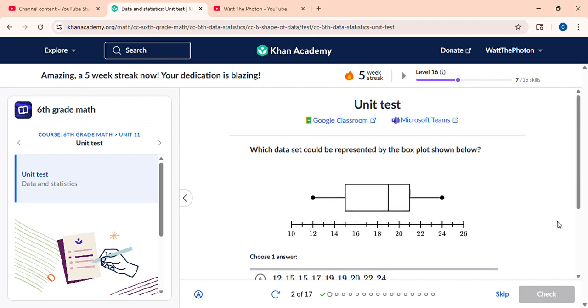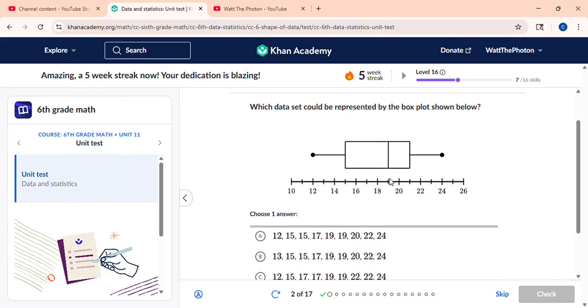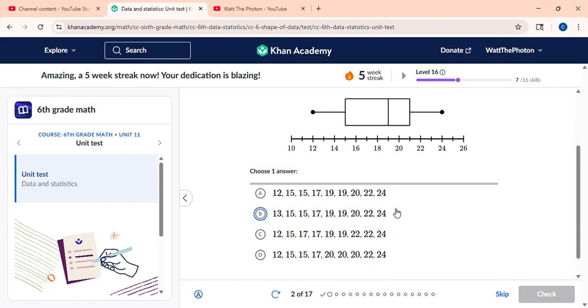Which dataset could be represented by the box plot below? Okay, so the median is 19. So D is wrong. Minimum is 12, max is 24, so it's either C or A. C has a little bit more variance. Its first quartile is 17 and not 15. So this should be the majority of the data.